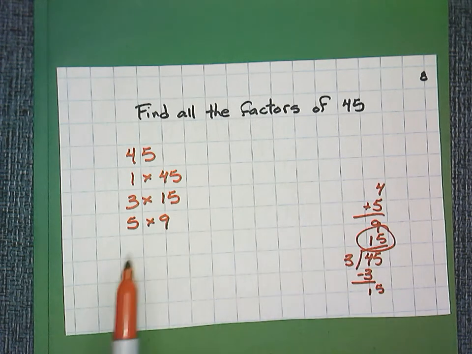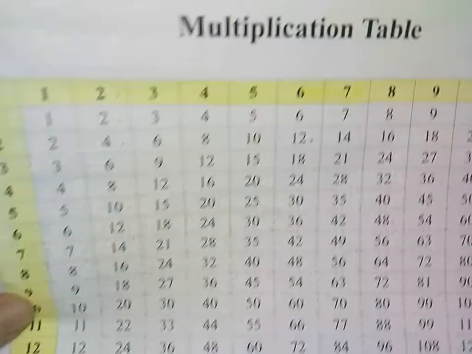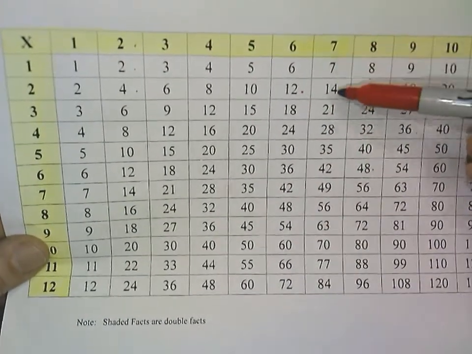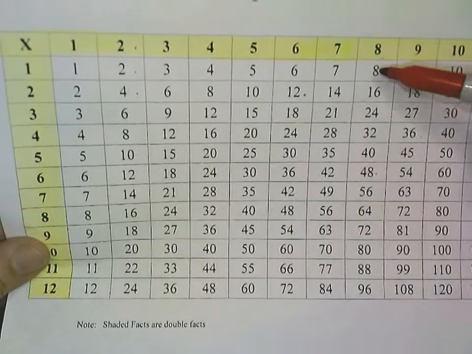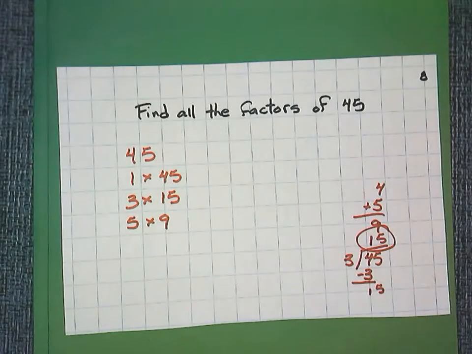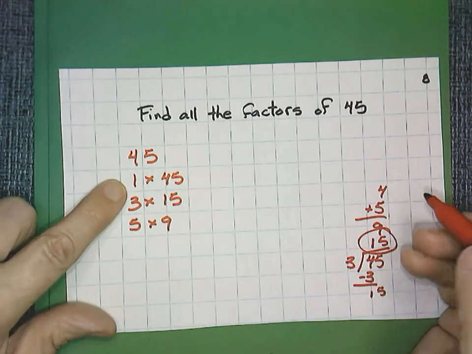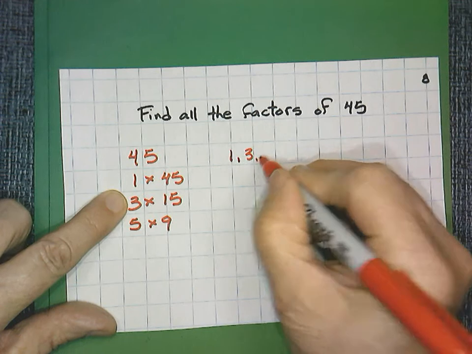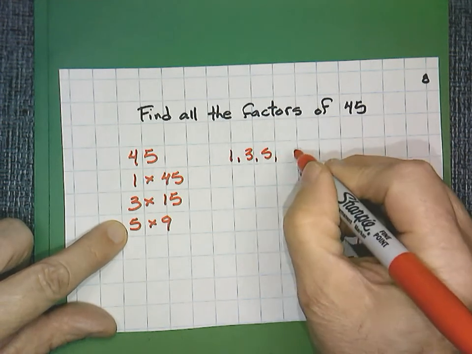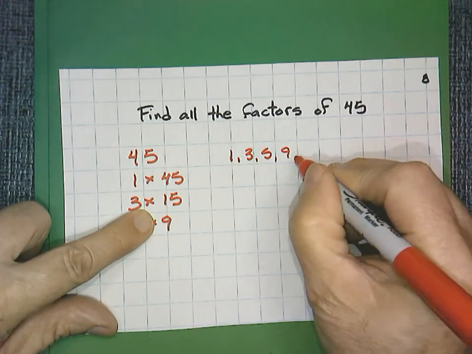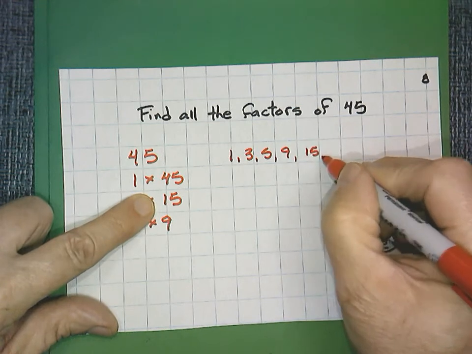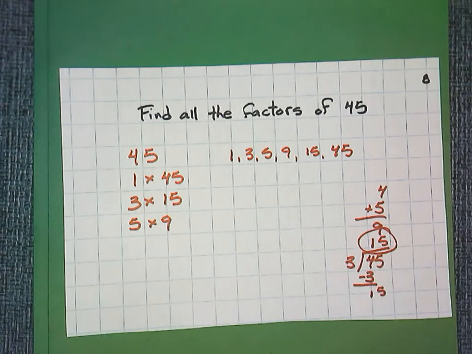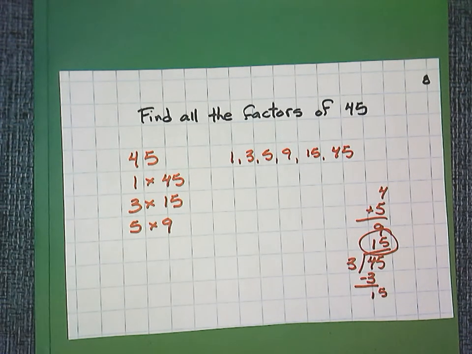That would leave us with 6, 7, and 8. And if you look, I do not see 45 for 6. I do not see 45 for 7. I do not see it for 8. So our factors for 45 are going to be 1, 3, 5, 9, 15, and 45.